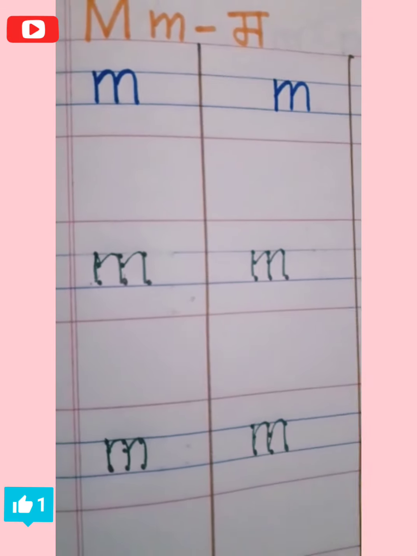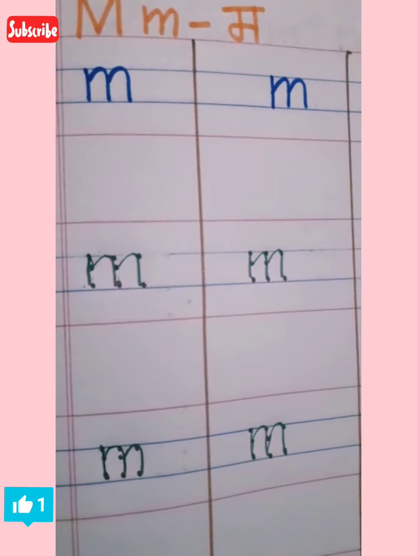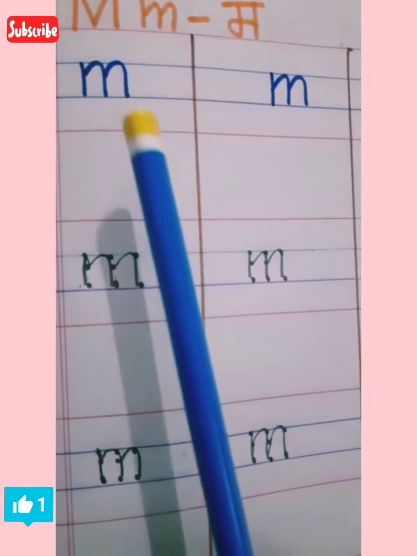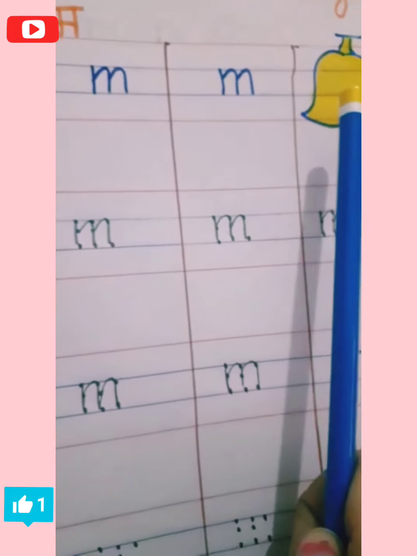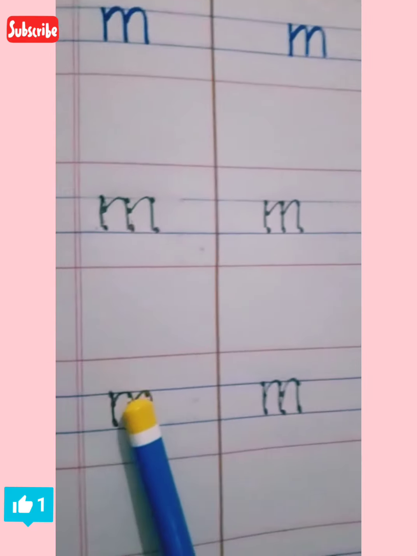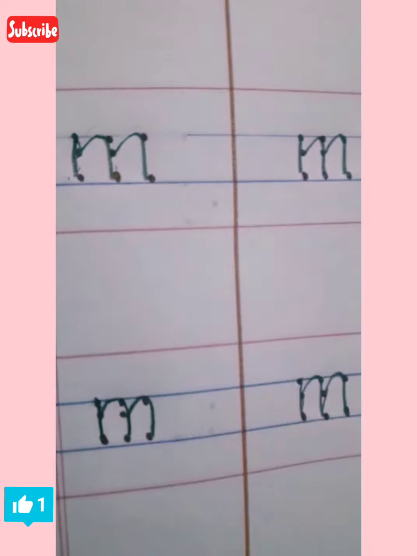Good morning students. Today we will write small letter M. M says M. M for mango. Now we write small letter M. Look carefully. First, we will draw a standing line.